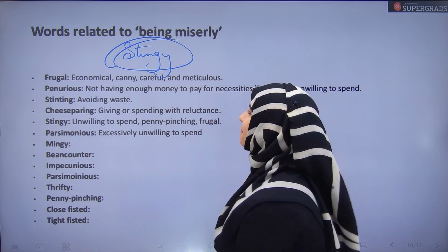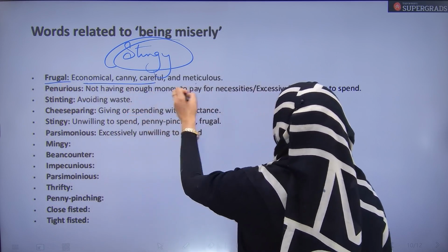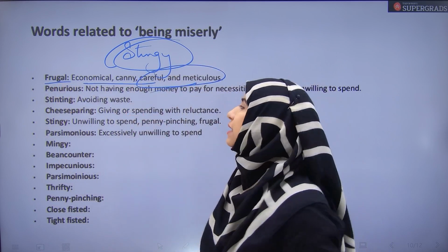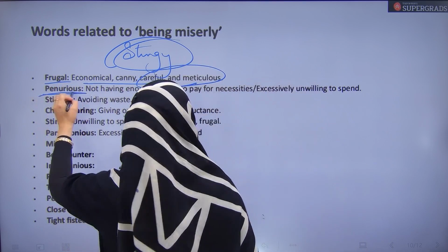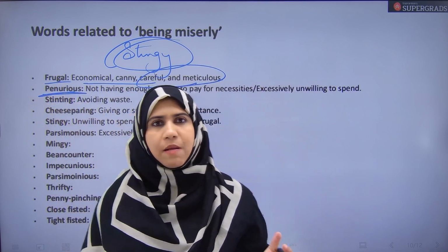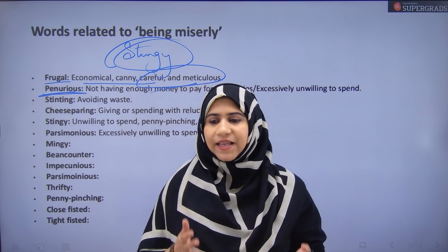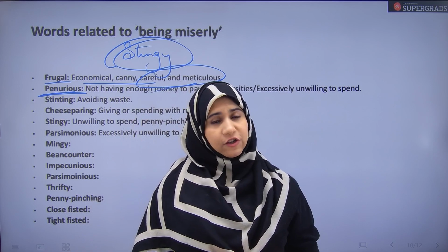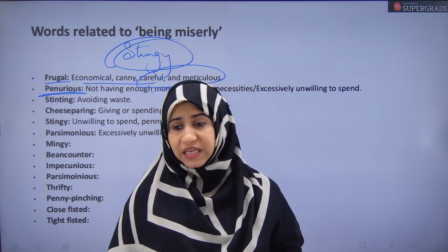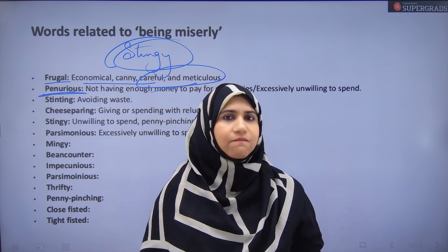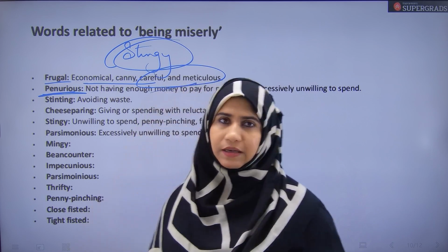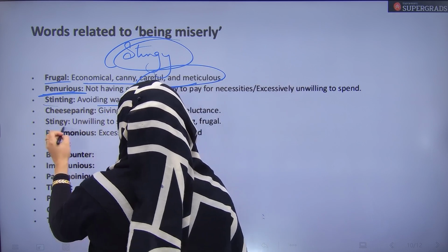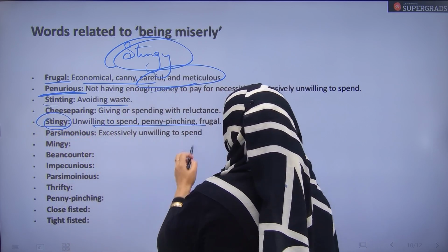So frugal is someone who is very economical, very careful with money. बहुत सोच समझ के पैसा खर्चा करना, बहुत बहुत, ठीक है? Penurious, now penurious is slightly different. Penury is poverty. So when तुम्हारे पास पैसा ही नहीं है तो तुम कैसे खर्च करोगे? So obviously you are being indigent, you're being penurious, you are impecunious, as we say, because you don't have money. So obviously you will be very miserly with it. There's a difference, right? Stinting, avoiding waste. Stingy, कंजूस, unwilling to spend.